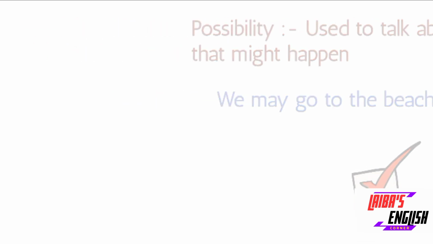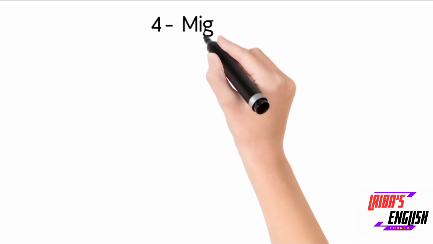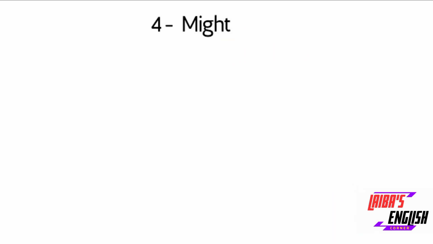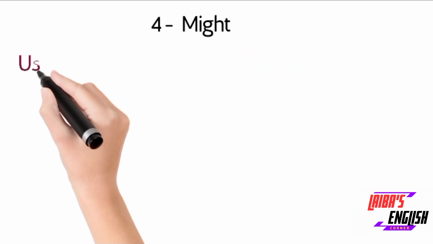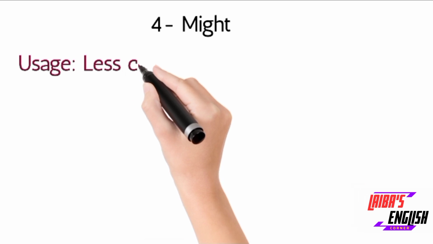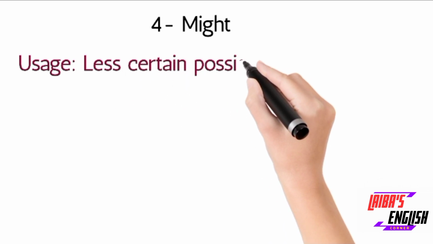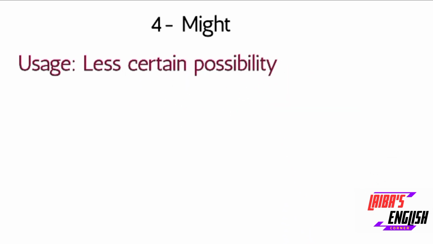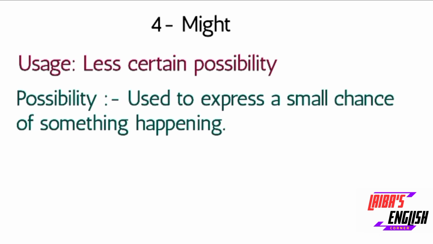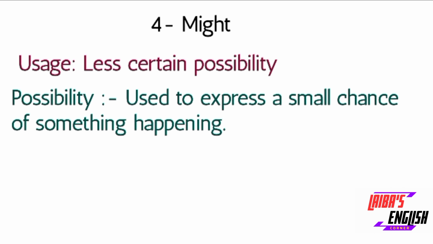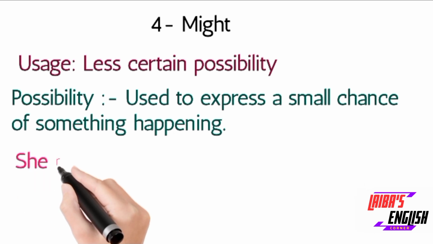We are moving toward our fourth modal verb, which is might. Might is commonly used in our daily conversations, but we are still unclear where we have to use it. So first of all, we will see the usage of might. So might is used in less certain possibility. When there is not much possibility of something, there is less certain possibility, we can say that might is used. Possibility, used to express a small chance of something happening. When there is small chance or less chance of something happening, we will say that it is might.